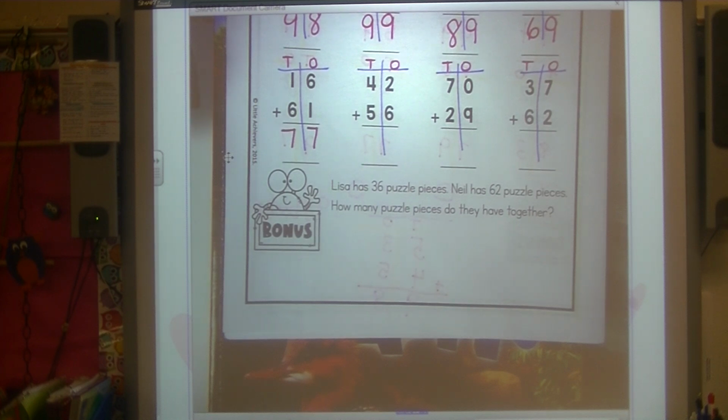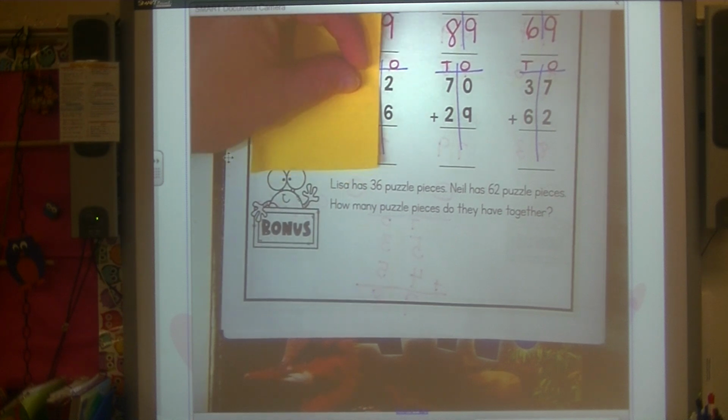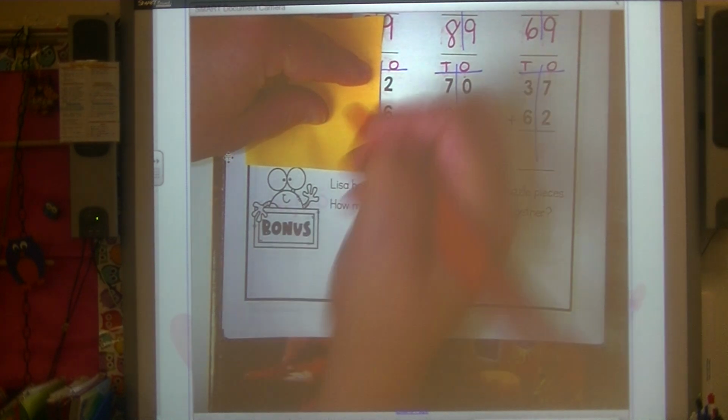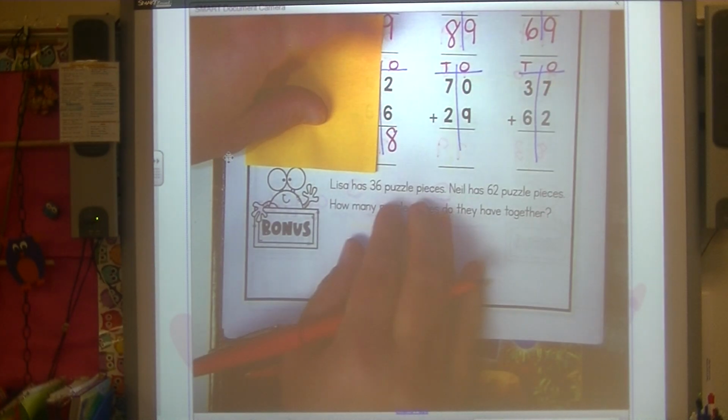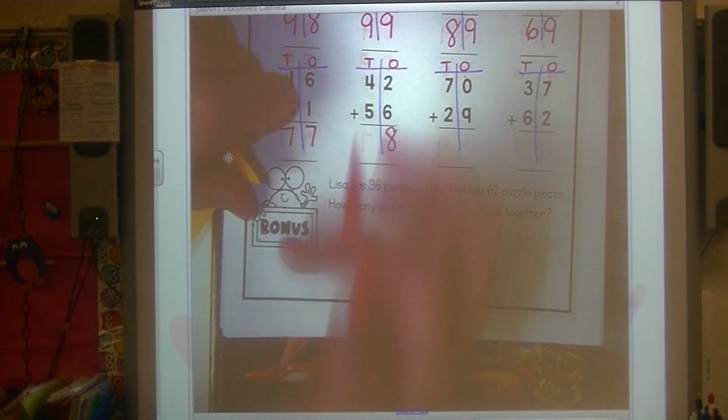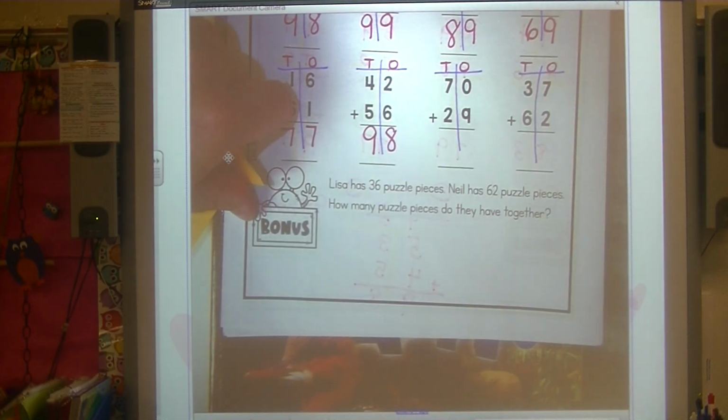The next one, 42 plus 56. Cover up my tens. 2 plus 6 equals 8. 4 plus 5 equals 9. 98.